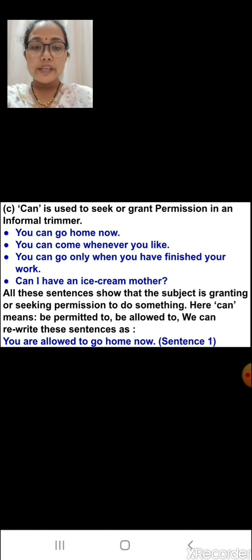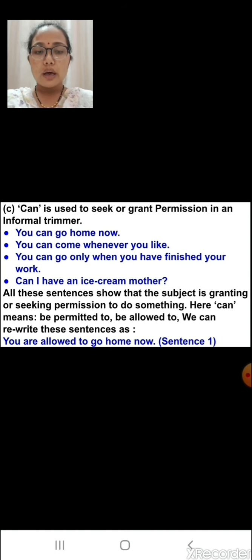Can is used to seek or grant permission in an informal manner. For example, you can go home now. Number 2, you can come whenever you like. Number 3, you can go only when you have finished your work. Number 4, can I have an ice cream, mother? All these sentences show that the subject is granting or seeking permission to do something. Here, can means be permitted to, be allowed to.